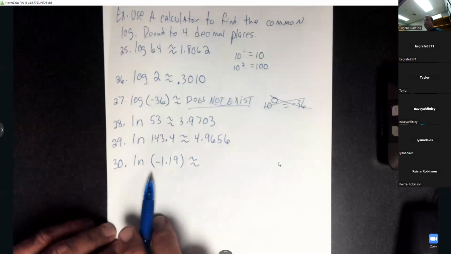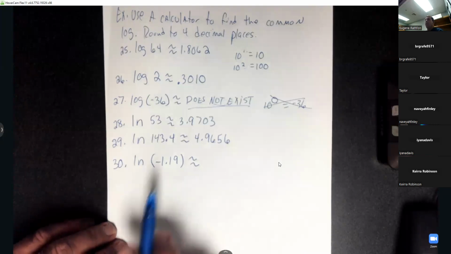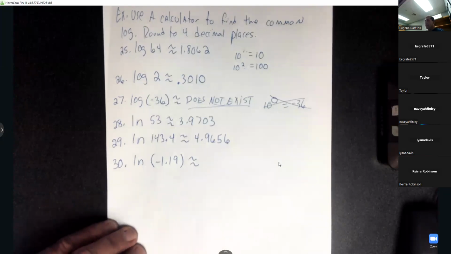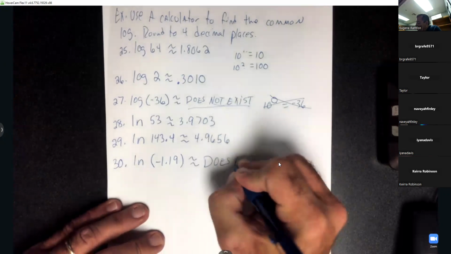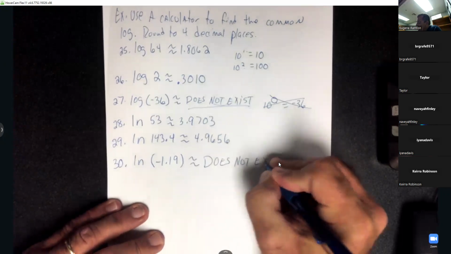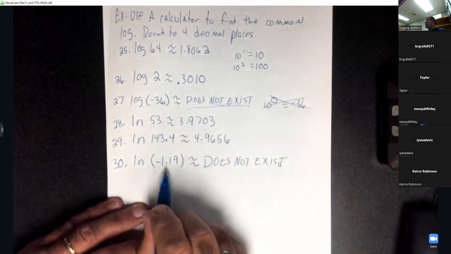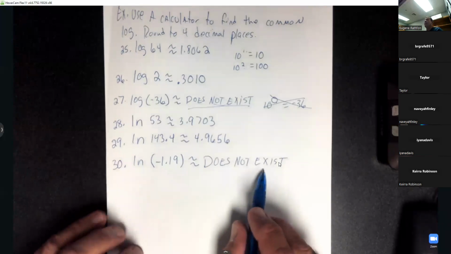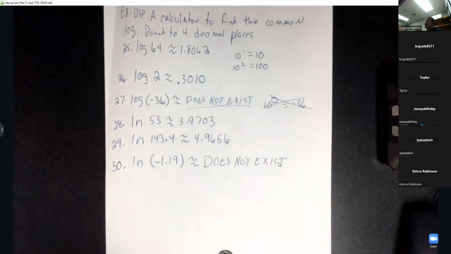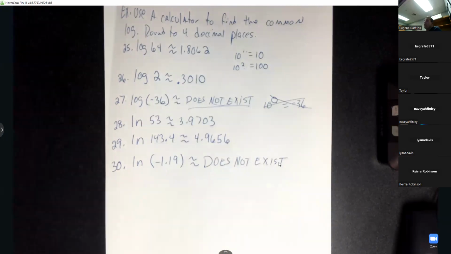All right, so what do y'all get on this? LN of a negative 1.19. So definitely that does not exist. So basically, anytime the result is negative, you're going to get does not exist, because we don't have the power to turn these results into negative results, okay?